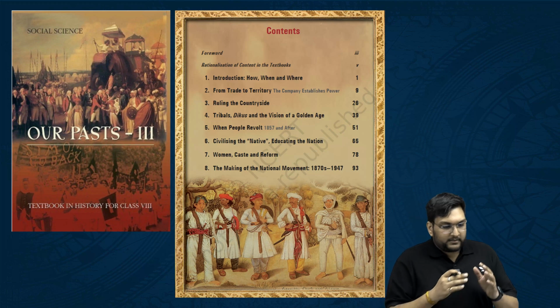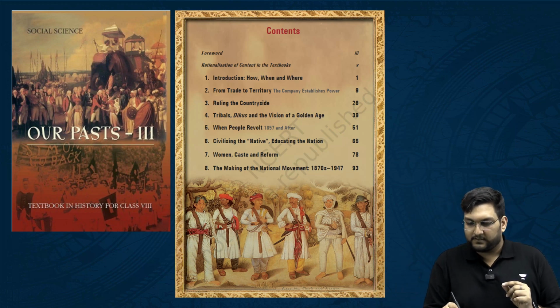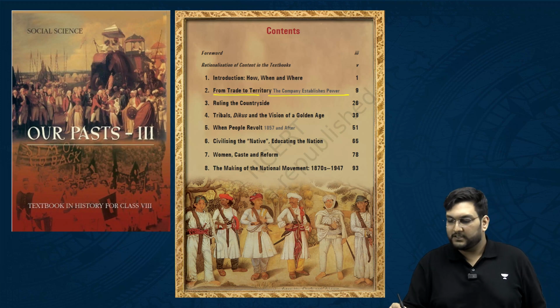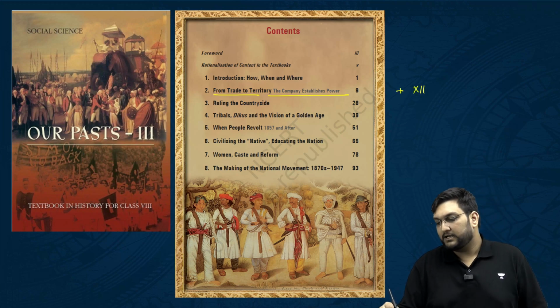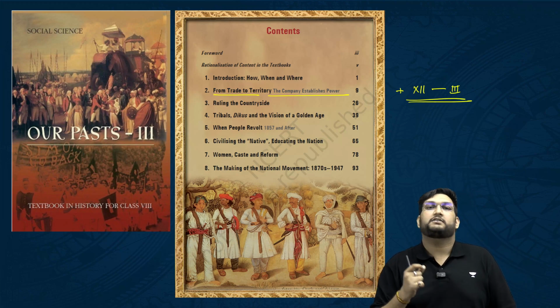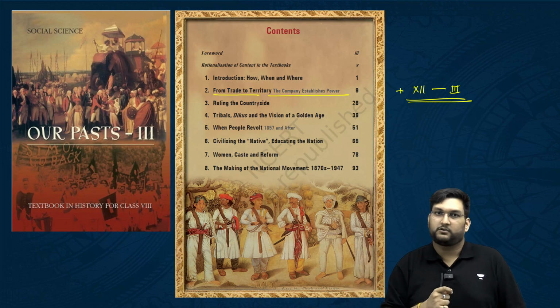Now, the 8th class NCERT has a specific chapter called From Trade to Territories, the Company Establishes Power. However, we can add to it class 12th part 3, which is also dealing with modern India, and we get a very good combination of chapters to understand a very fundamental understanding which comes in the examination also.